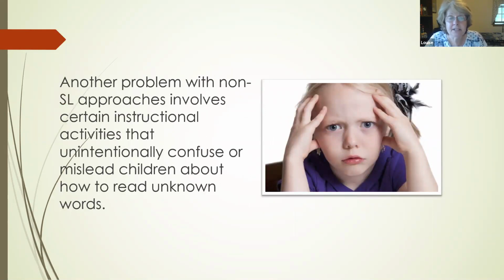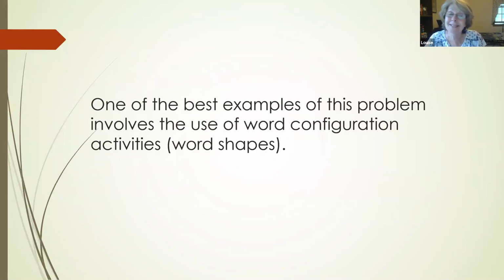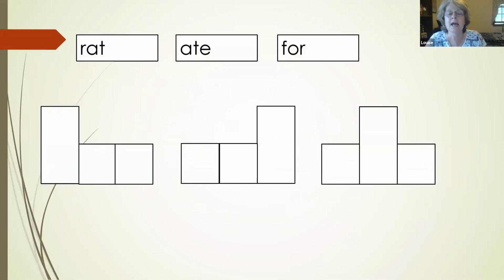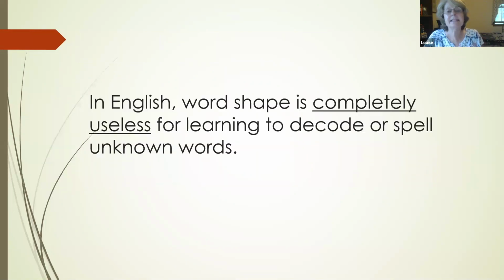Another problem with non-structured literacy approaches involves certain instructional activities that may unintentionally confuse or mislead children about how to read unknown words. And one of the best examples of this problem involves the use of word configuration activities, or reliance on word shapes. So in a word configuration activity, children would be given words like the words shown at the top, and they're supposed to write the word rat in the middle set of boxes because it's two short letters and a tall letter, and eight goes in the far right boxes and four goes in the far left boxes. This is completely useless for learning how to decode or spell unknown words.